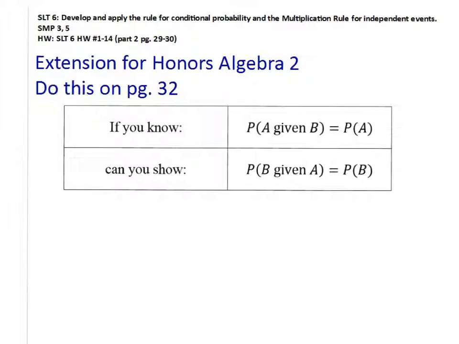So we're going to do one little extension since we're honors. Page 32 in your packet is blank, so if you want to turn there and copy this down, we're going to do a little algebraic proof. And we want to show, since we know that probability of A given B equals probability of A, can we then show that the probability of B given A equals probability of B?